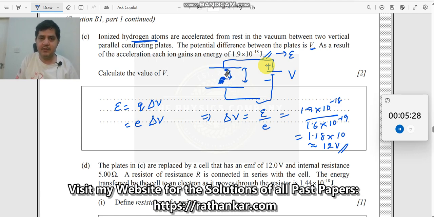As a result of the acceleration, each ion gains an energy of 1.9 × 10^-18 joules. Based on it, I asked you to find the potential difference that was applied. We got it as 12 volt. Okay, now let us move on to the next one.